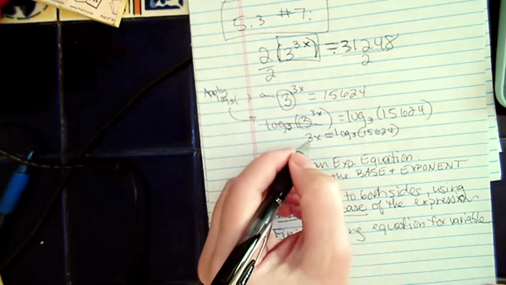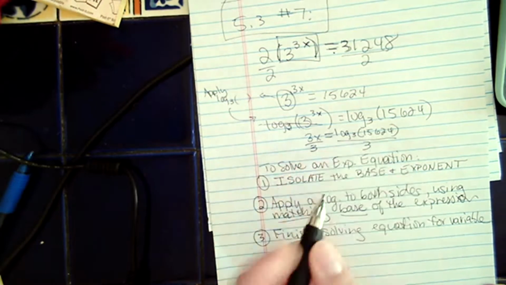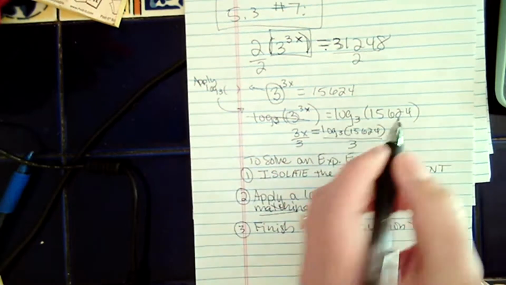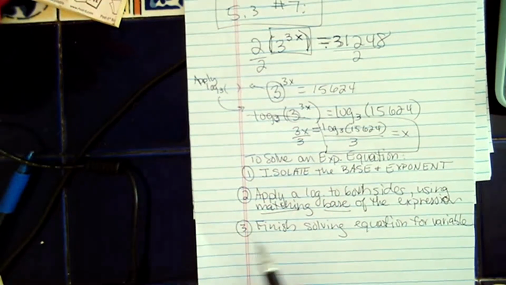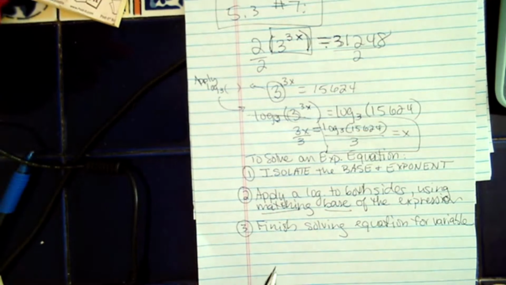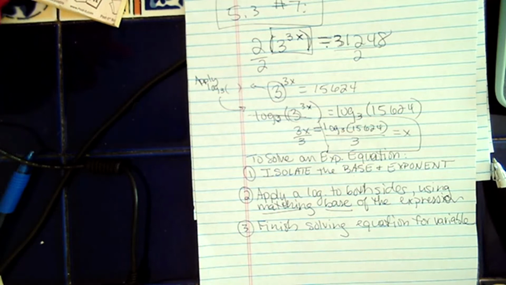Since this one is 3 times x, to get x by itself, we just divide both sides by 3. And this is my value for x. So x is, I'm going to kind of cheat and just write it right there. So finish solving your equation for the variable. And if it asks to round, then you want to round. In this case, let me look at the homework and see if it said to round or if it wanted an exact answer. It says, do not round until the final answer and then round to the nearest whole number as needed.